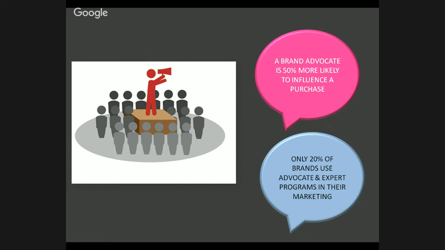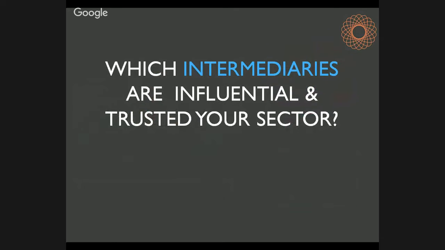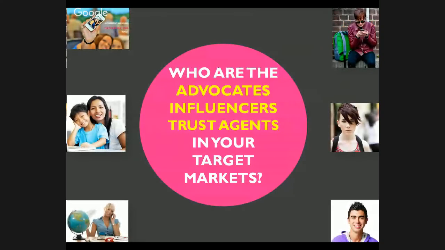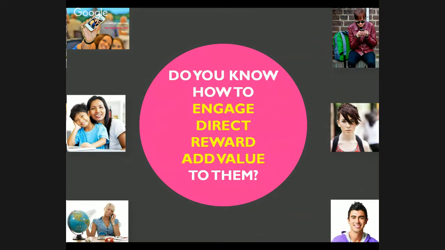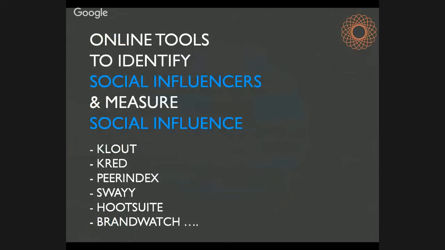It is not very difficult in Malta to actually get one of these so-called celebrities to help you on your project. And we've had examples of that in some projects that students did in the past. So the whole idea is really, which intermediaries are really influential and trusted in your sector. So who are these advocates? Who are these trust agents in your particular sector? And do you know how to do three things, I guess: engage with them, direct them, and add value to them. Online tools, there's plenty of online tools to try and identify who these influential people might be, and how you can measure their influence.